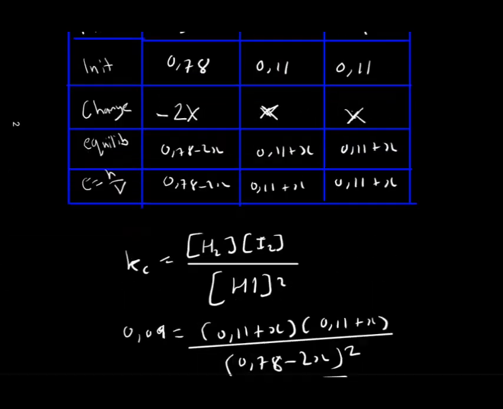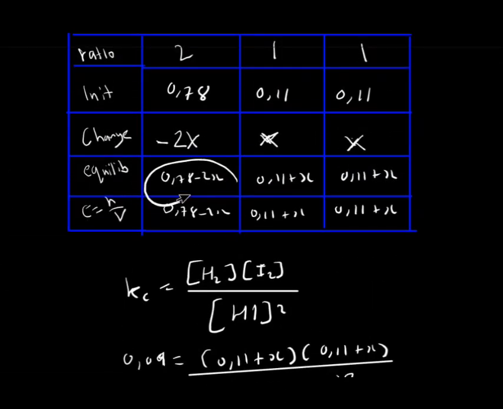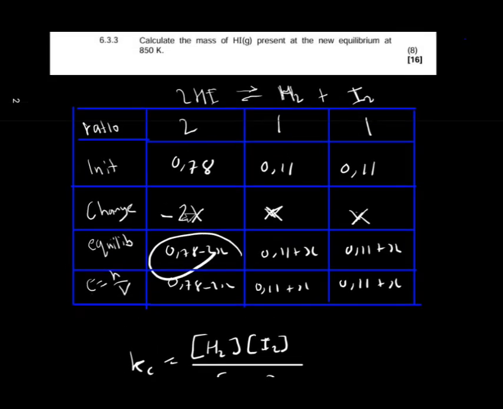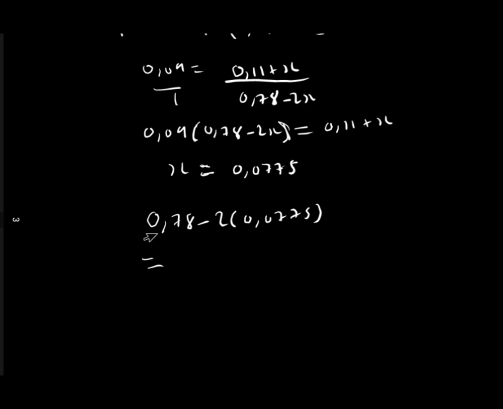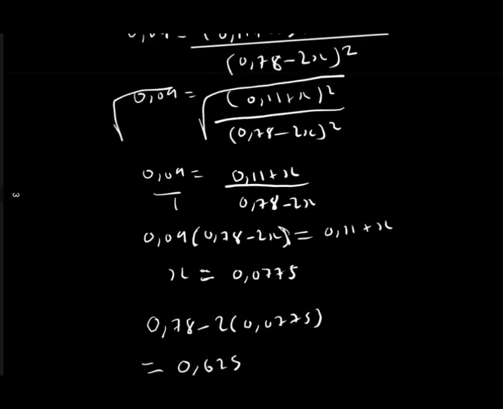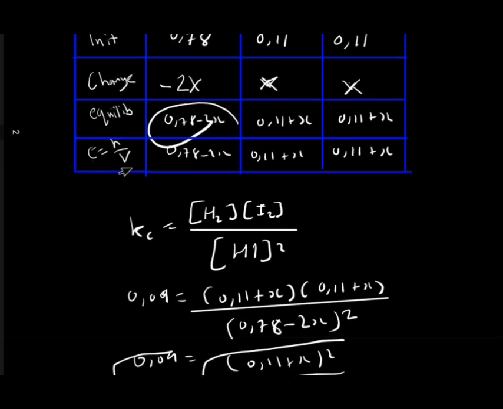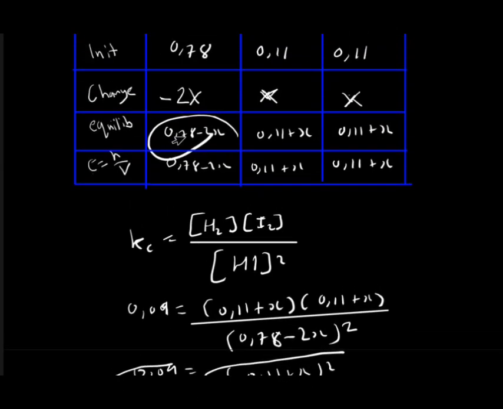I hope there is no confusion. We're just going to use this part because it's the moles of HI at equilibrium. So it's going to be 0.78 minus 2 times x, which was this stuff. Let's just get the answer of that. So this is going to be 0.625, yep, 0.625. So we've got the number of moles, which is this part, 0.625.